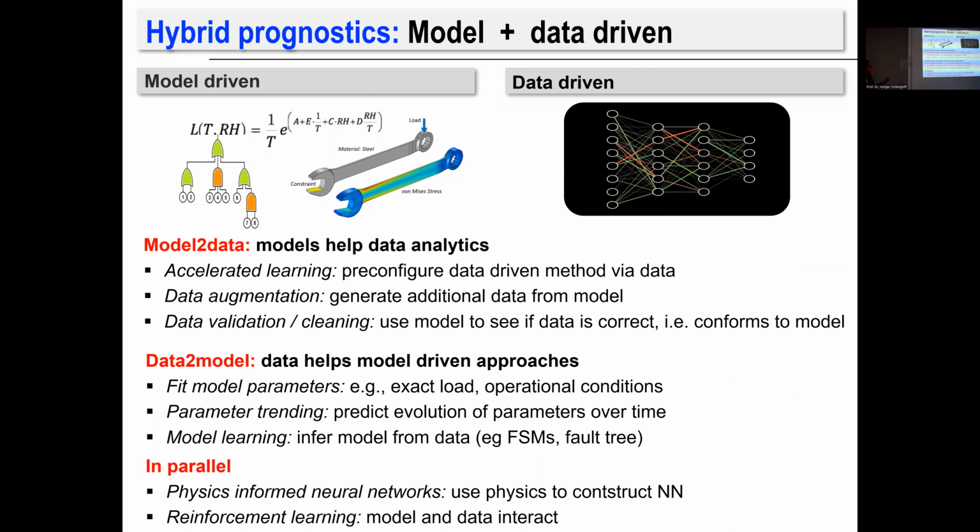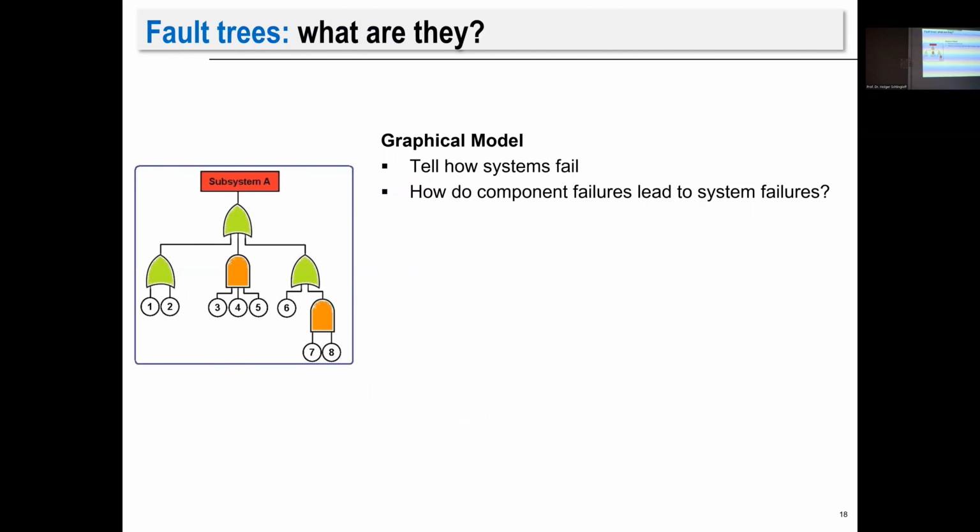And this reinforcement learning has already also been applied, of course, to predictive maintenance, and the results are very promising. At least the papers I read show convincingly that reinforcement learning does outperform classical optimization for maintenance optimization. So now let's move into one of my favorite topics, which is fault tree analysis.